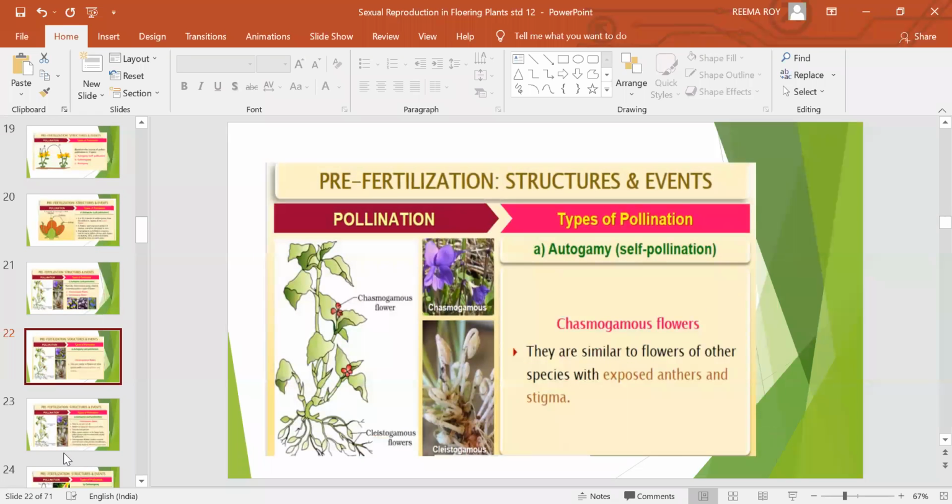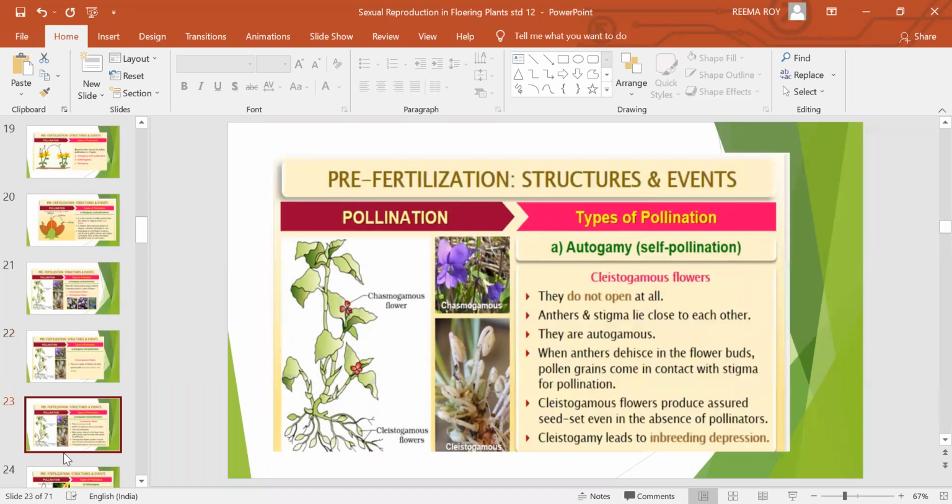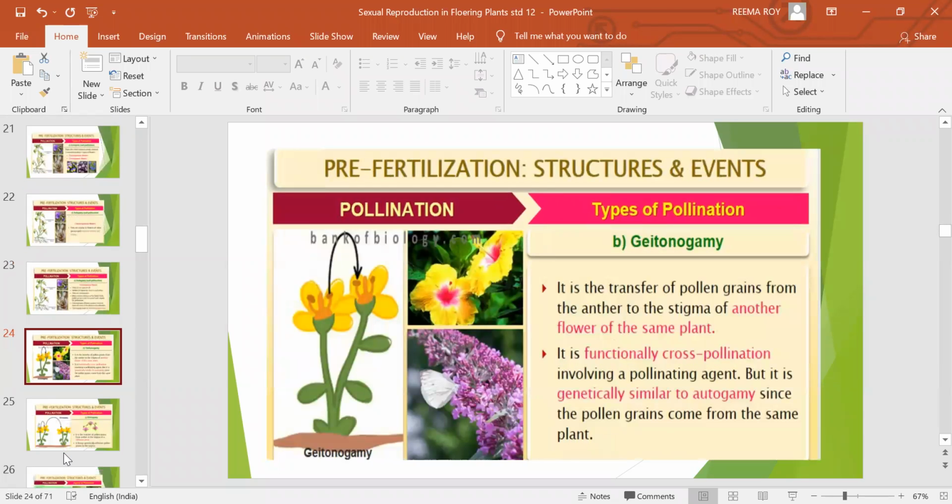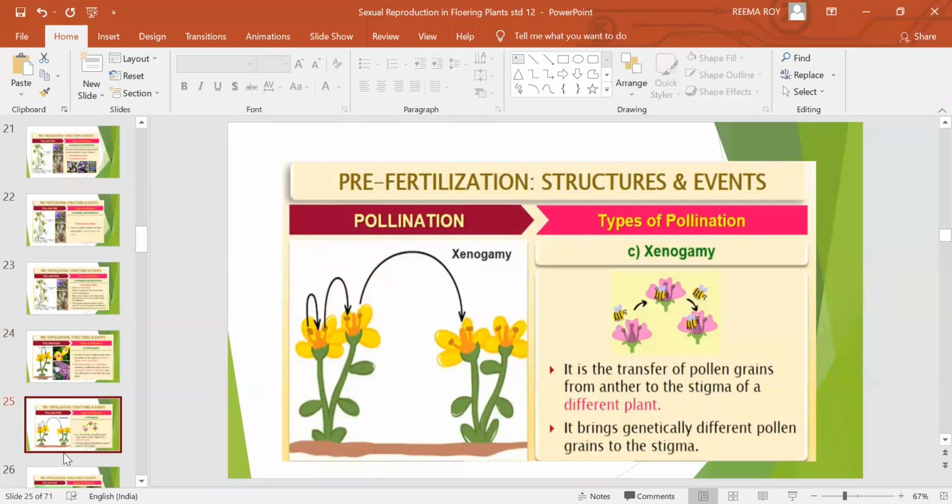Chasmogamous is exposed anthers and stigma. It is more extrovert. Cleistogamous मतलब it is more introvert. They do not open at all. They lie close to each other. ठीक है. और geitonogamy मतलब same plant में female और male होना and transfer of pollen grains from them. And xenogamy मतलब transfer from one plant to another plant.